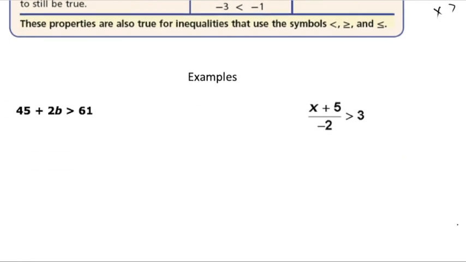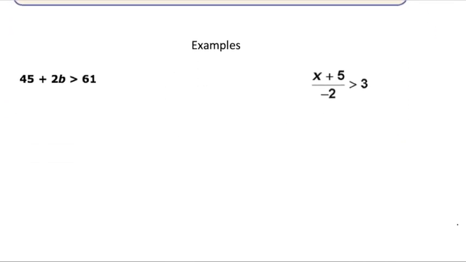So let's do some examples so you can get used to this. So it's the exact same solving things. So I'm still starting out with, do I have any addition or subtraction? Deal with that. Then do I have any multiplication or division? So forth and so on. So on this problem on the left, we have 45 plus 2b is greater than 61. So I'm going to deal with this 45 first. So I'm going to subtract 45 on both sides since it was a positive 45.